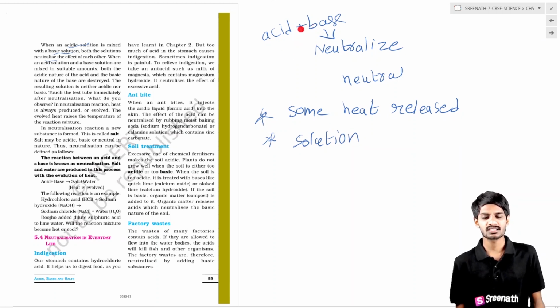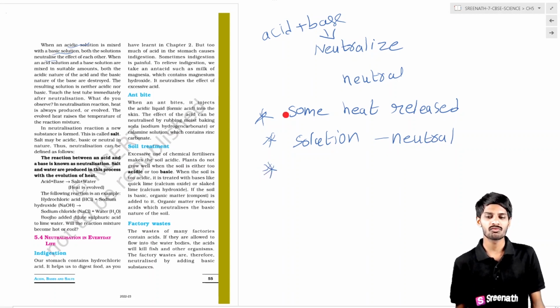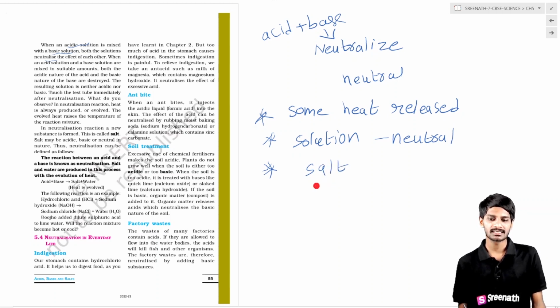Basically, we have discussed this earlier. When acid is mixed with base, the effect of acid is neutralized by the base, and the effect of base is neutralized by the acid. Finally, the solution becomes neutral. It does not have acidic nature, it does not have basic nature. And one more thing we will observe: when an acid is mixed with base, some new substance will be formed. We call that salt.